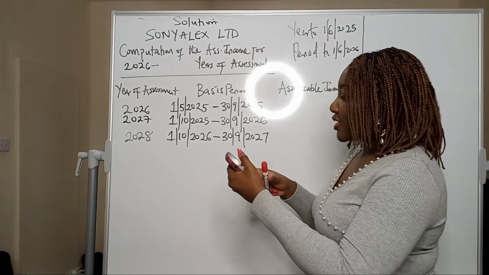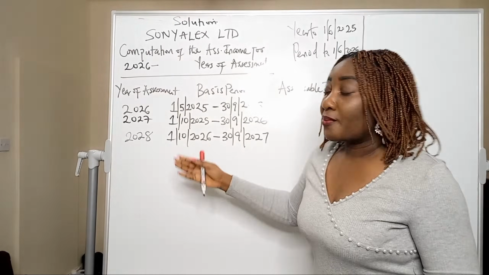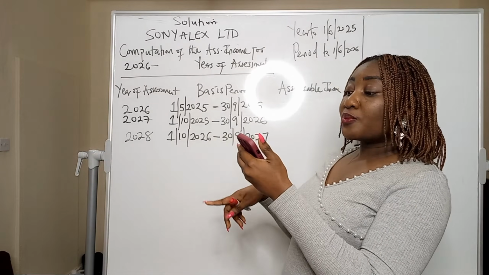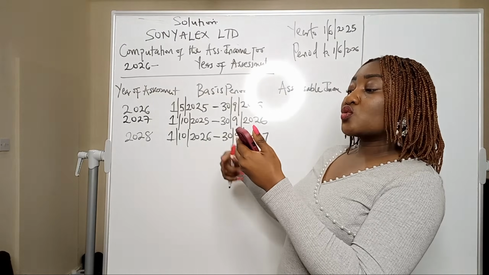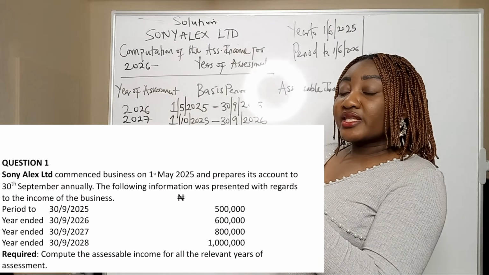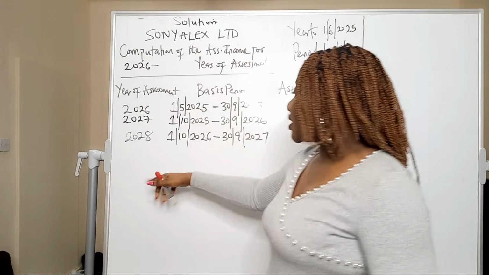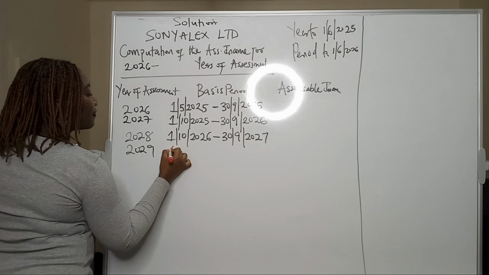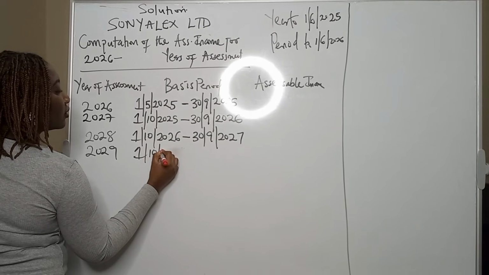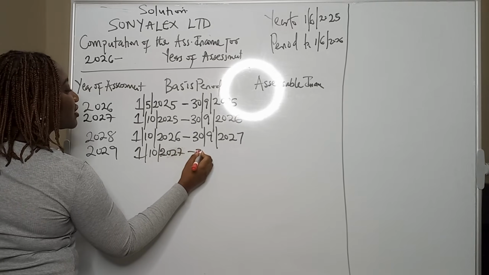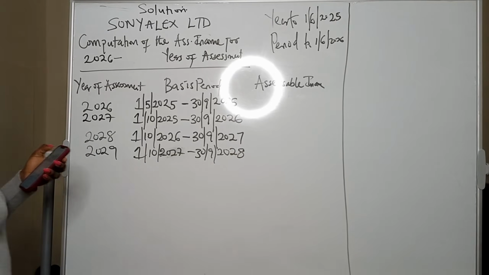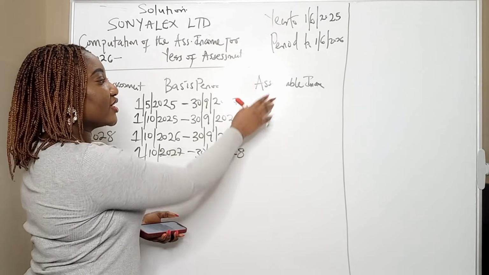So you have that. Now, based on the rule of commencement, you just stop at the first 3 years. But here, they still give us up to year ended 30th September 2028. So you take it down to 2029. Right? And then you have 1st of October 2027 to 30th of September 2028, because you have year ended 2028, okay? Now you get the assessable income.